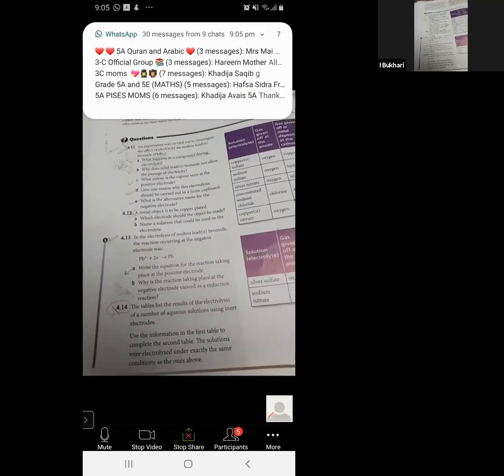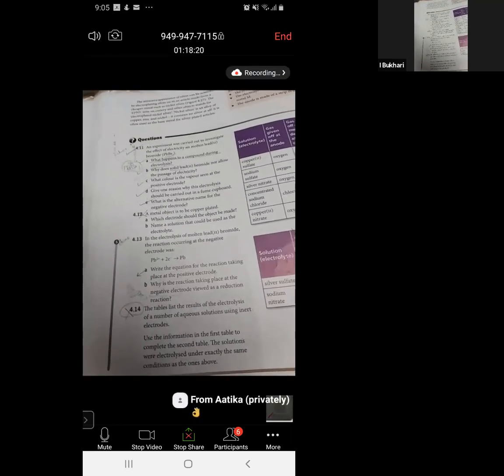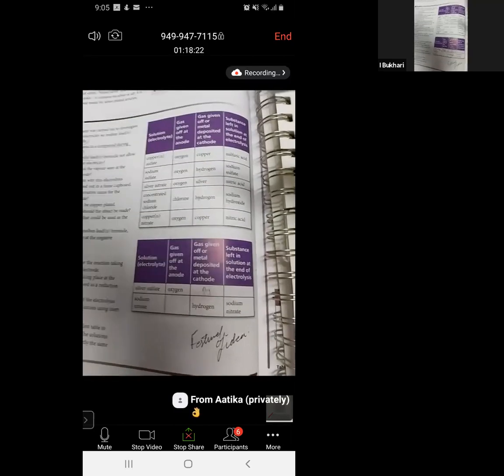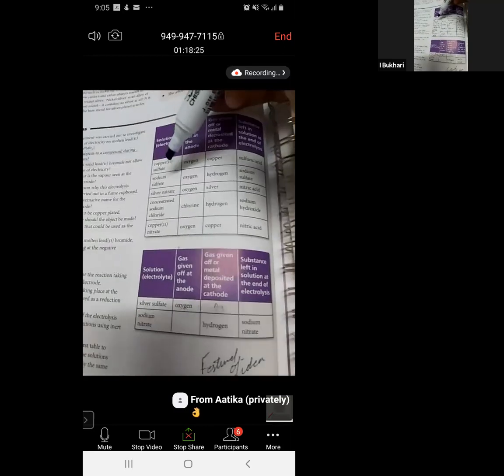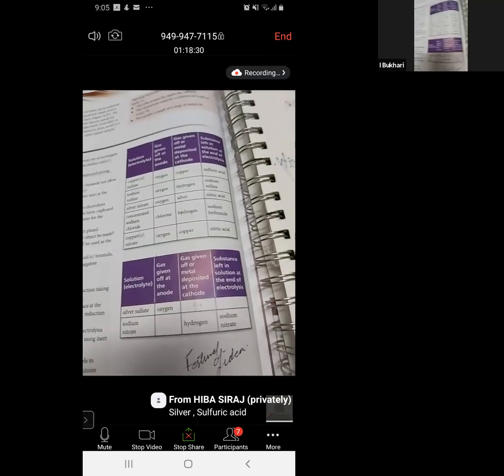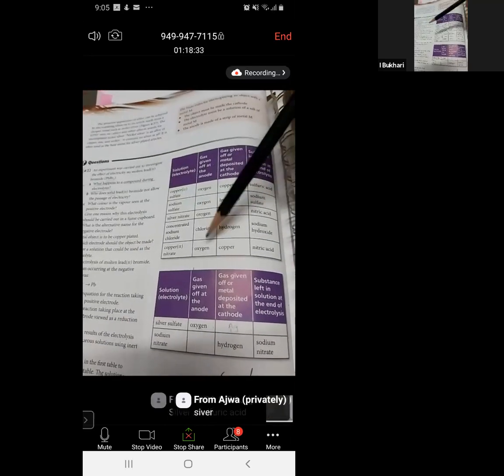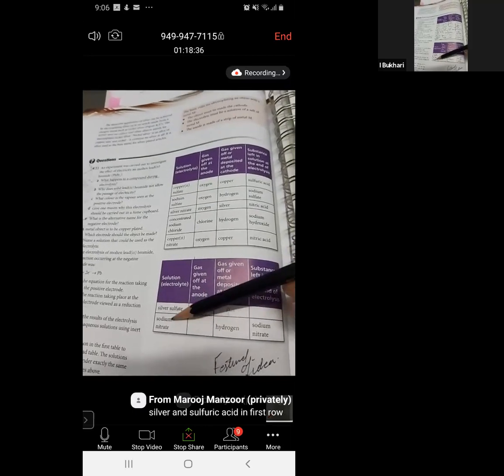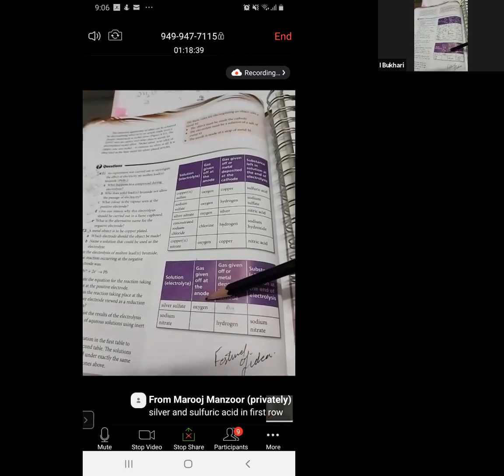So easy. Now, 4.14. The tables list the results of the electrolysis of a number of aqueous solutions using inert electrodes. Use the information in the first table to complete the second table. The solutions were electrolyzed under exactly the same conditions as the ones above. What are these? Copper sulfate, sodium sulfate, and then this. Gas given off at the anode. Sodium nitrate. Gas given off at the anode.